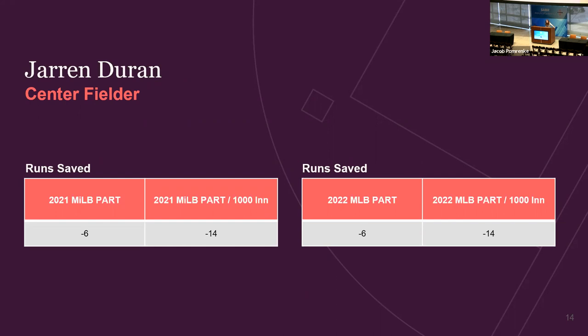All right, Jorge Duran, kind of the opposite. DRS doesn't love him, neither in the minors nor the majors. He had -6 in 2021 in the minors and then -6 in 2022 in the majors. On a 1,000 inning basis, that's -14. So it looks like he was probably about 500-ish innings again in both years. But nothing exciting there. I will say, though, that as a minor leaguer, -6 runs below a major league average isn't that bad. Minor league DRS skews very negative, so he's really not the worst out of the bunch in the minors.